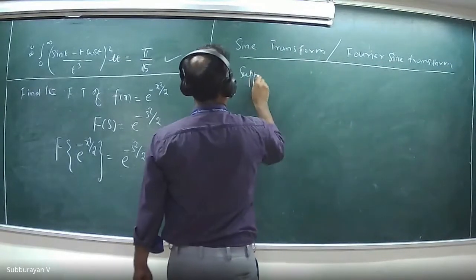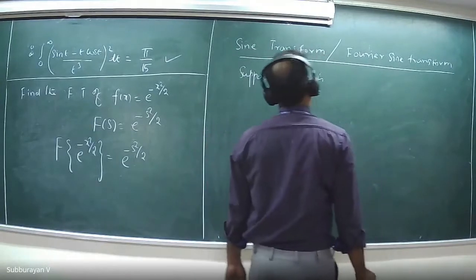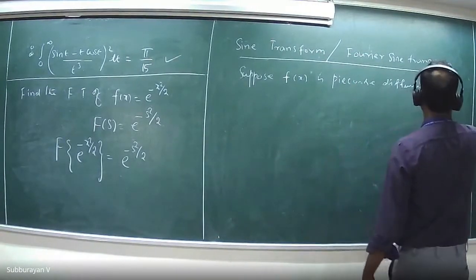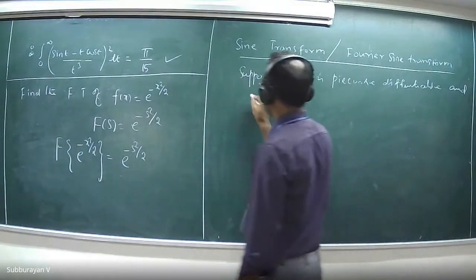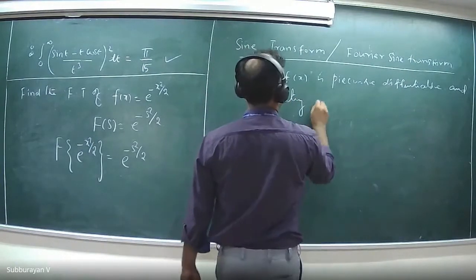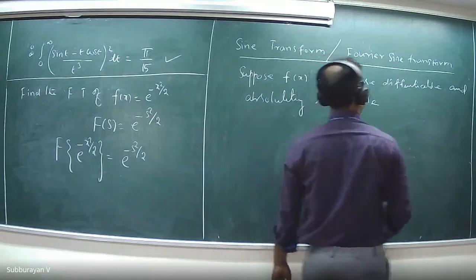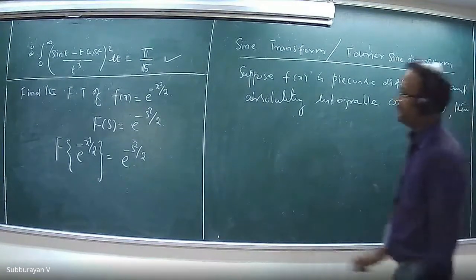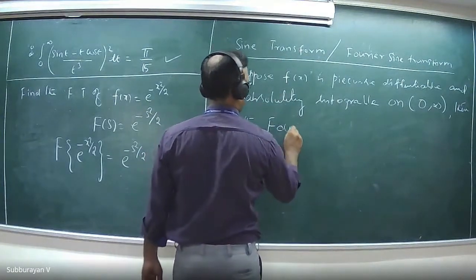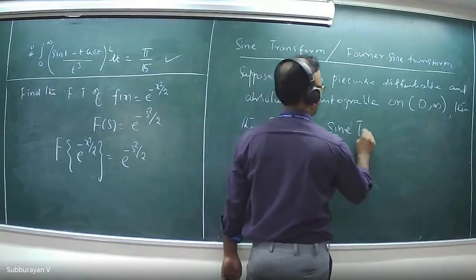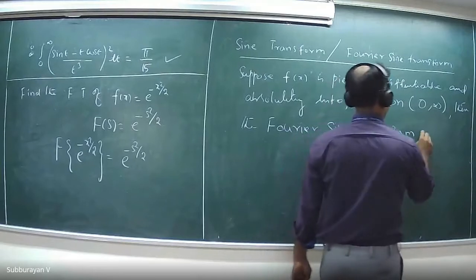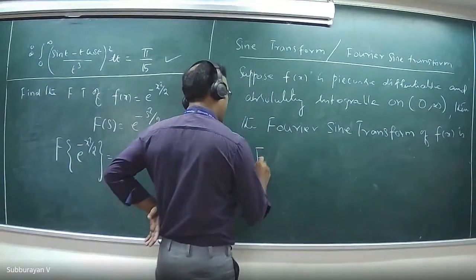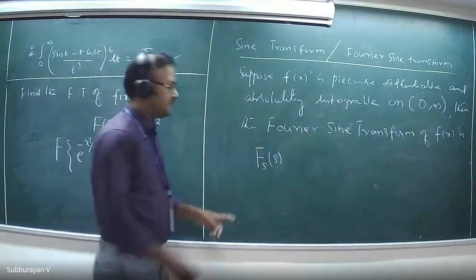Fourier sine transform. Suppose f of x is piecewise differentiable and absolutely integrable on the interval 0 to infinity, then the Fourier sine transform of f of x is, that is, capital Fs of s. Okay, see guys, this is a notation.